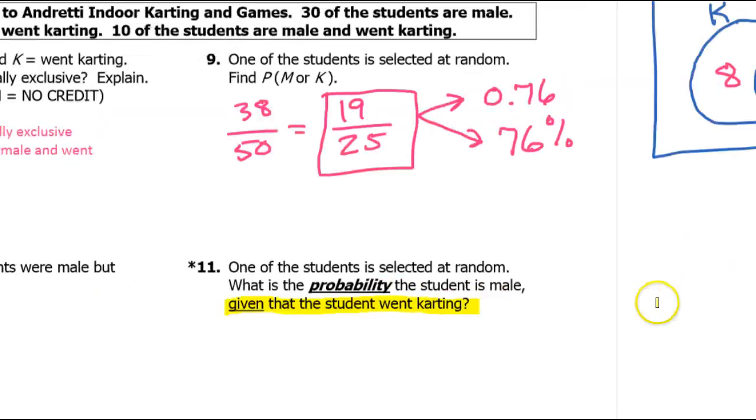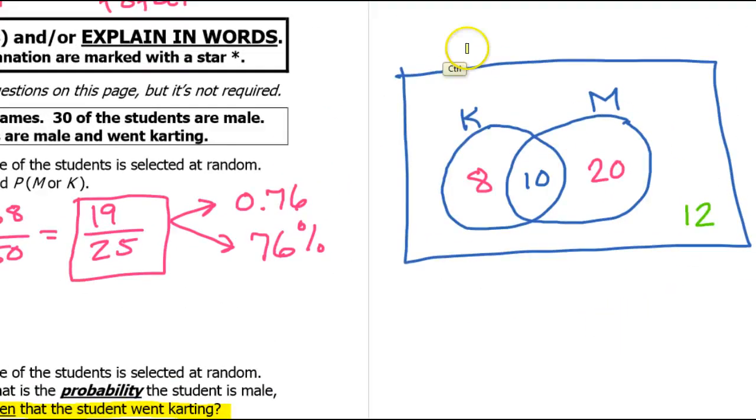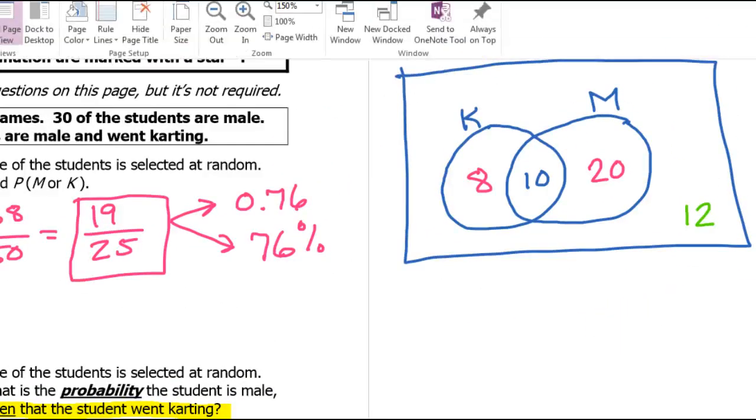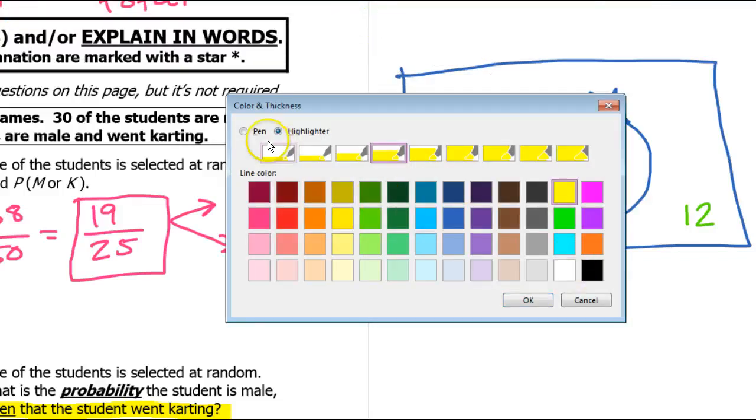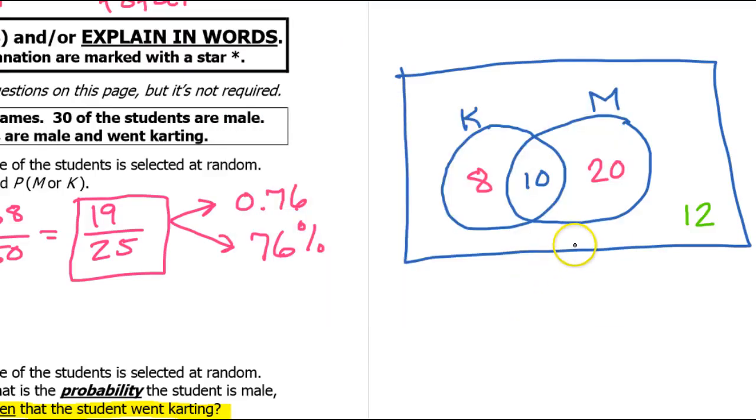That means that the universe shrinks down to only the students that went karting. And I like to show that by sort of blacking out everything else. Okay, so we're limiting it now to just the students who went karting. So now here I am crossing out everything but the K circle.